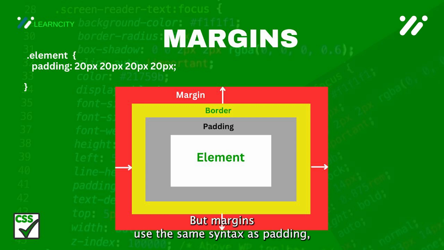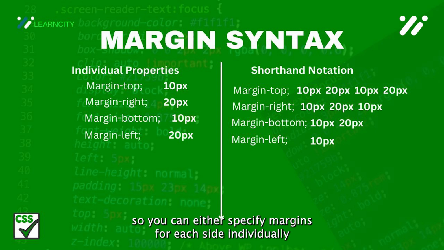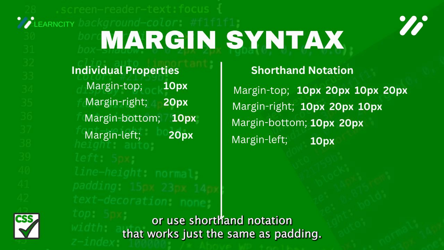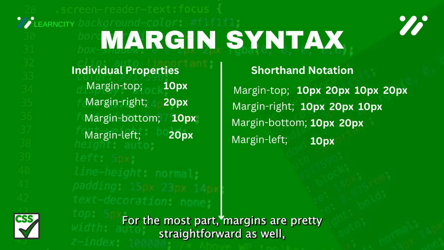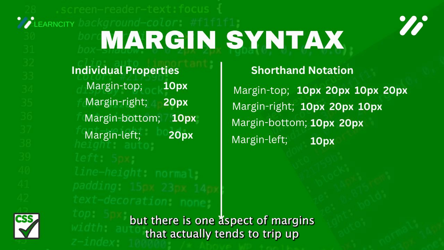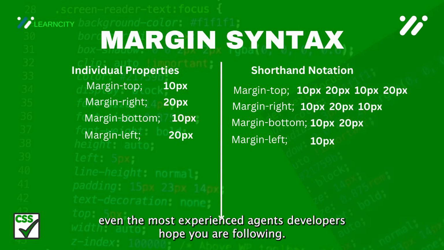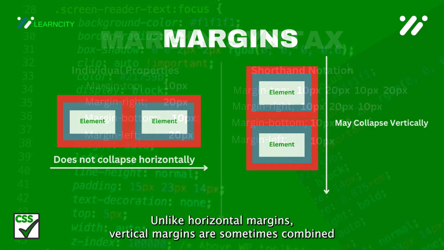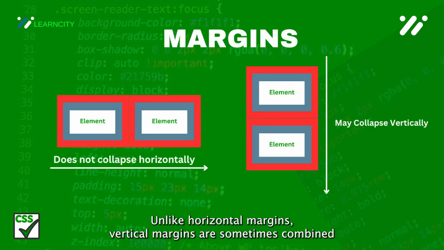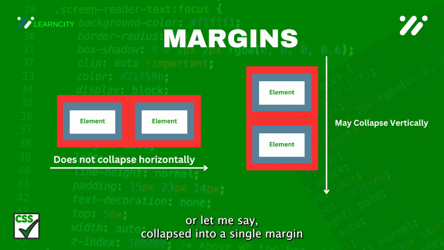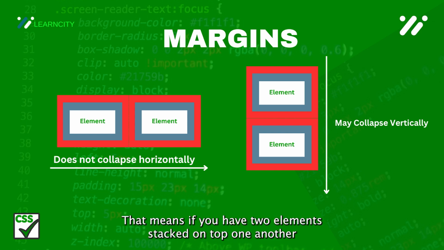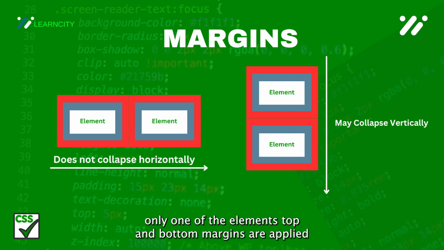But margins use the same syntax as padding, so you can either specify margins for each side individually or use shorthand notation that works just the same as padding. For the most part, margins are pretty straightforward as well, but there is one aspect of margins that actually tends to trip up even the most experienced developers. Hope you're following? Unlike horizontal margins, vertical margins are sometimes combined, or let me say collapsed, into a single margin whose size is the largest of the individual margins.